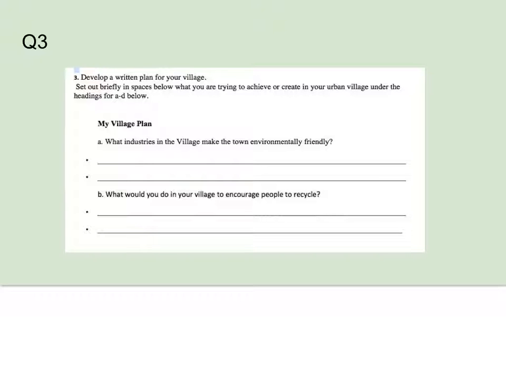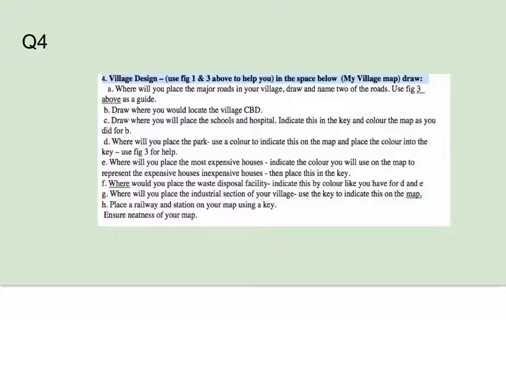And C, if you have a look on the scaffold, says what features of your village would attract people to live in this area? Name 2 of them. And what could you do to make the houses warmer in winter and cooler in summer? So you'll need to think about that and how you could actually do that. Okay, we can see that we've got a village design, and you have to use figure 1 and figure 3 to help you here. And you have to say where you're going to put the major roads, and you can see on the scaffold that there's a place where you can do this. Where you would locate your village CBD, so the most important part of your village.